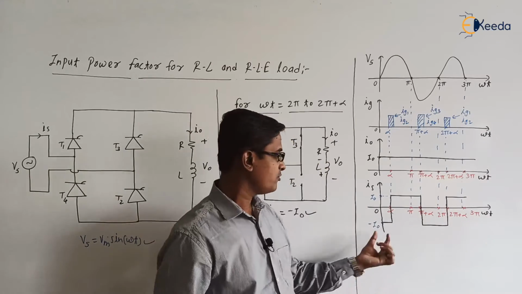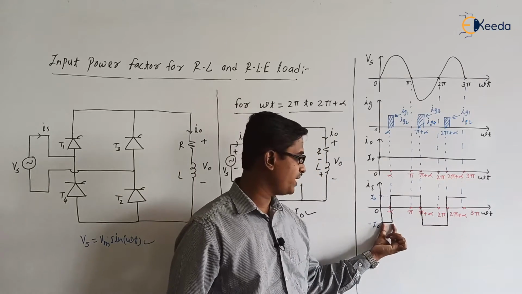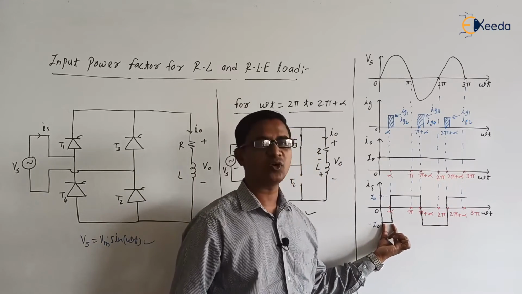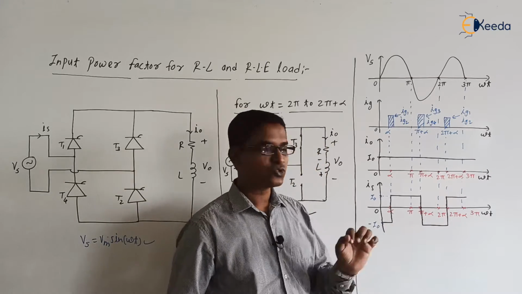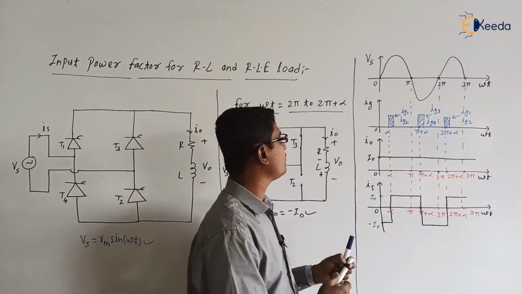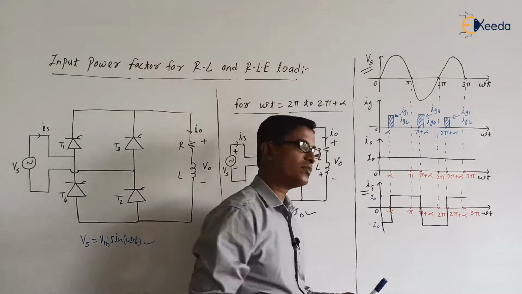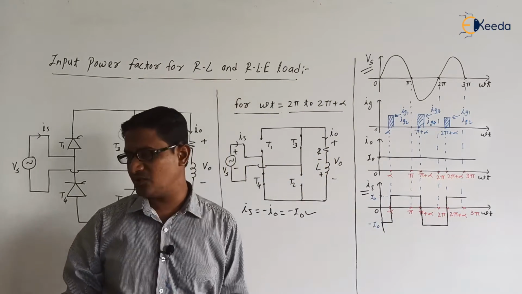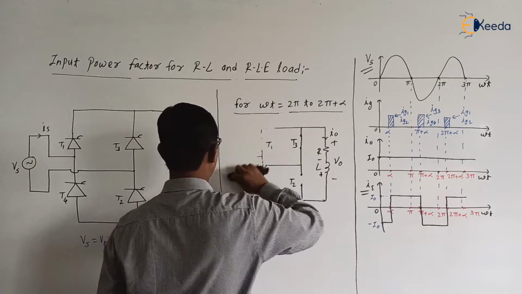Whatever the pulse from 2 pi to 2 pi plus alpha, the same will be repeating, the copying from 0 to alpha, right? It is negative, so that's why here it is negative. In this way we can draw the waveform of Is. If you observe the Vs and Is waveforms, Vs is purely sinusoidal, but Is is not sinusoidal. It is non-sinusoidal.